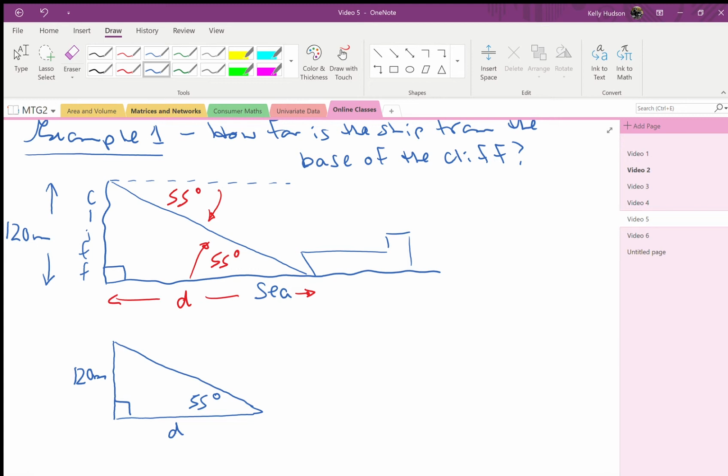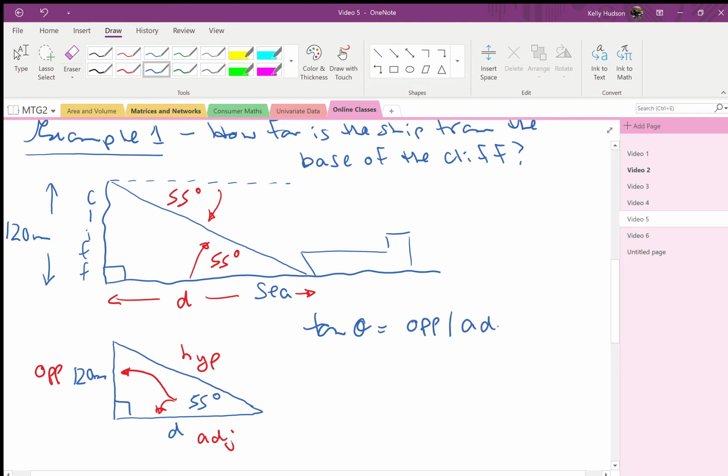So I've got to work out which one of the ratios I'm going to use to work out my D. Well, this is my hypotenuse side. This is my adjacent side, this is my opposite side. So the sides I've got are opposite and adjacent. So my ratio I'm going to use will be my tan ratio. So tan of theta is equal to my opposite side divided by my adjacent.